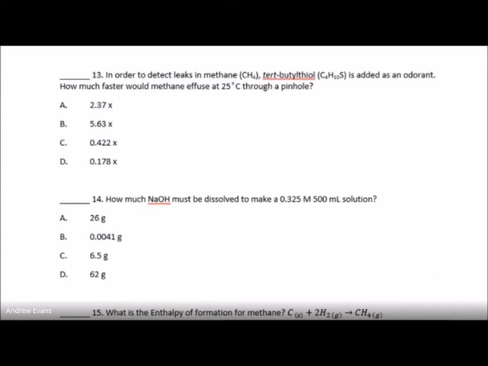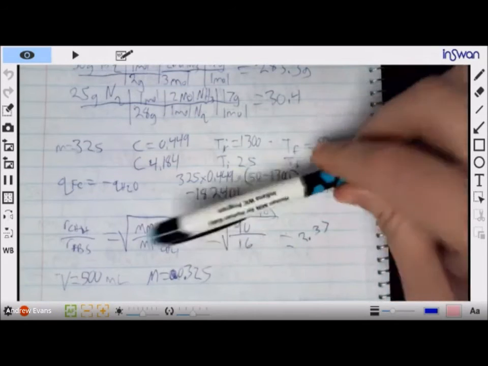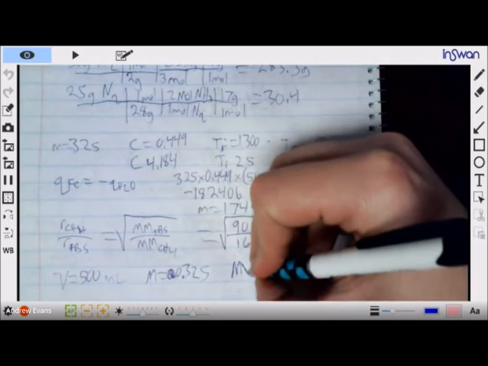Continuing on. How much sodium hydroxide must be dissolved to make a 0.325 molar solution with 500 mL? This one is just a rearrangement of one of the earlier questions: we're going from molarity to moles to grams. We have a volume of 500 mL, and we have a molarity of 0.325 NaOH. So M times V would give us moles.